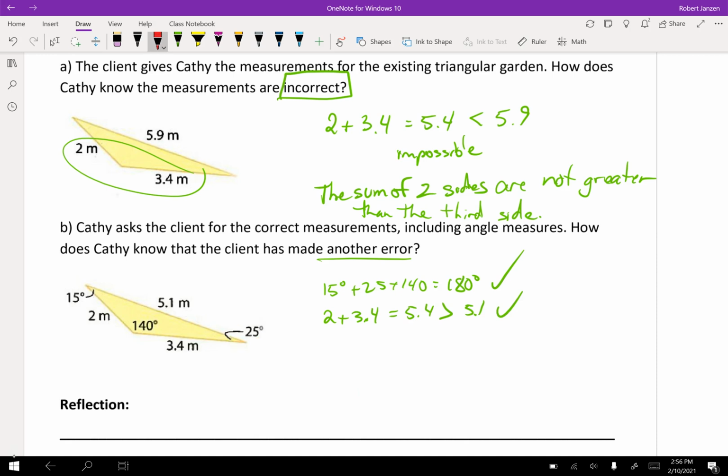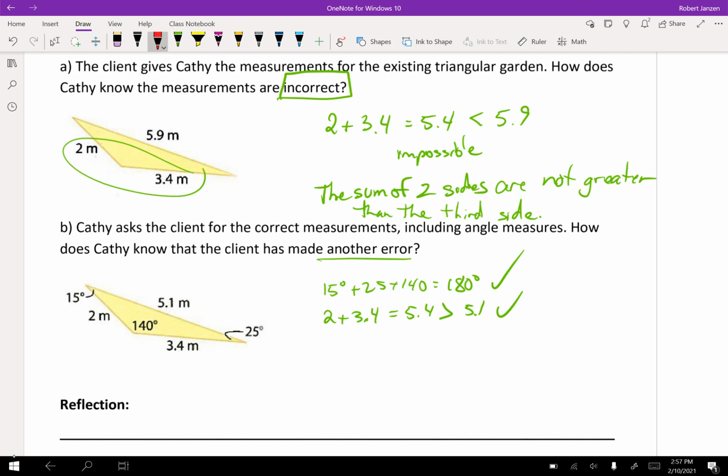Well, take a look at this. The angle 25 has a side that is 2 across from it. The angle that is 15 has a side that's 3.4. It should be the bigger the angle, the bigger the side across. Look at this one. The biggest angle, biggest side across from it. Okay, it's like you're opening the mouth bigger and bigger. The bigger the angle, the bigger the side across.